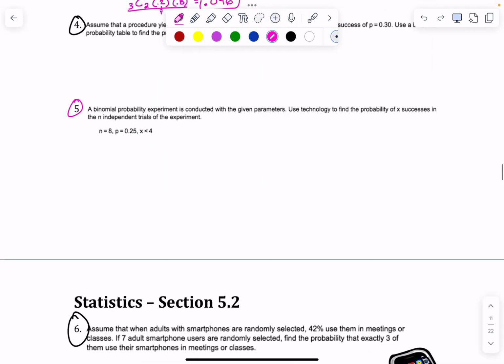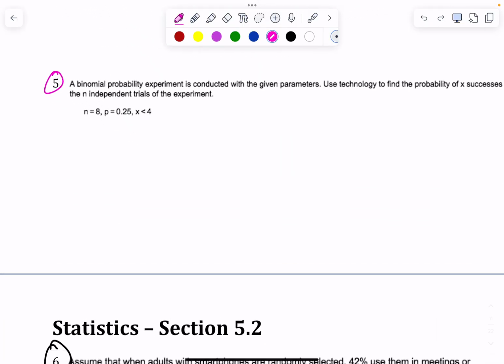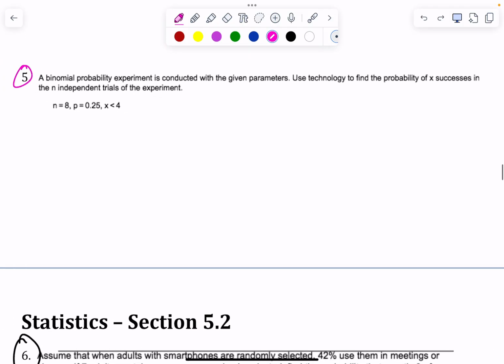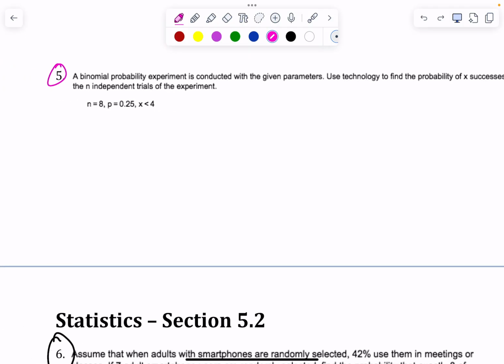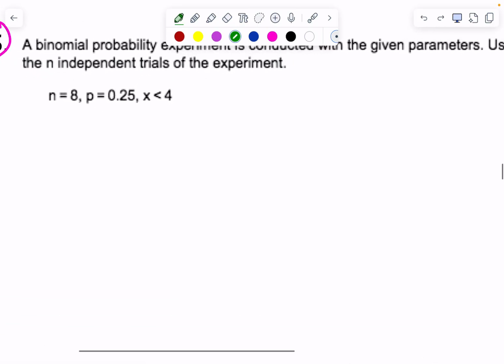Okay, let's do number 5 together. A binomial probability experiment is conducted with the given parameters. Use technology to find the probability of X successes in N independent trials of the experiment. We don't even know what we're talking about yet. Maybe we're talking about killing plants. Maybe we're talking about something else, right? But we have N and R and P and Q.